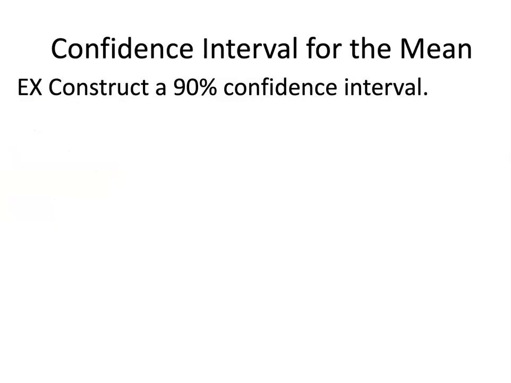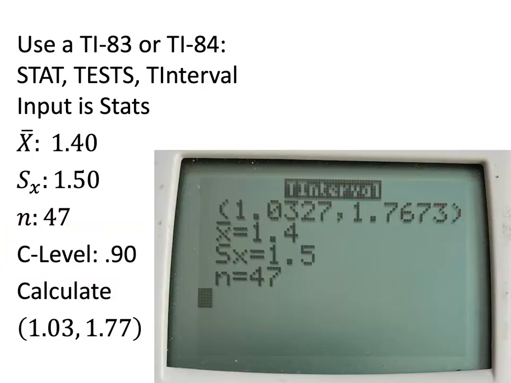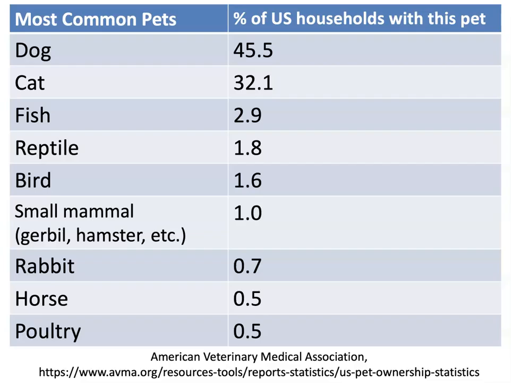Okay, let's construct a 90% confidence interval for the mean. Everything would be the same, except now the C level, the confidence level, is 0.90. Press Calculate, and you find that the confidence interval is 1.03, 1.77. Notice that that's smaller because we're only 90% confident that the true population mean is in there. If we want to be 95% confident, as we were a moment ago, then we need a wider interval.